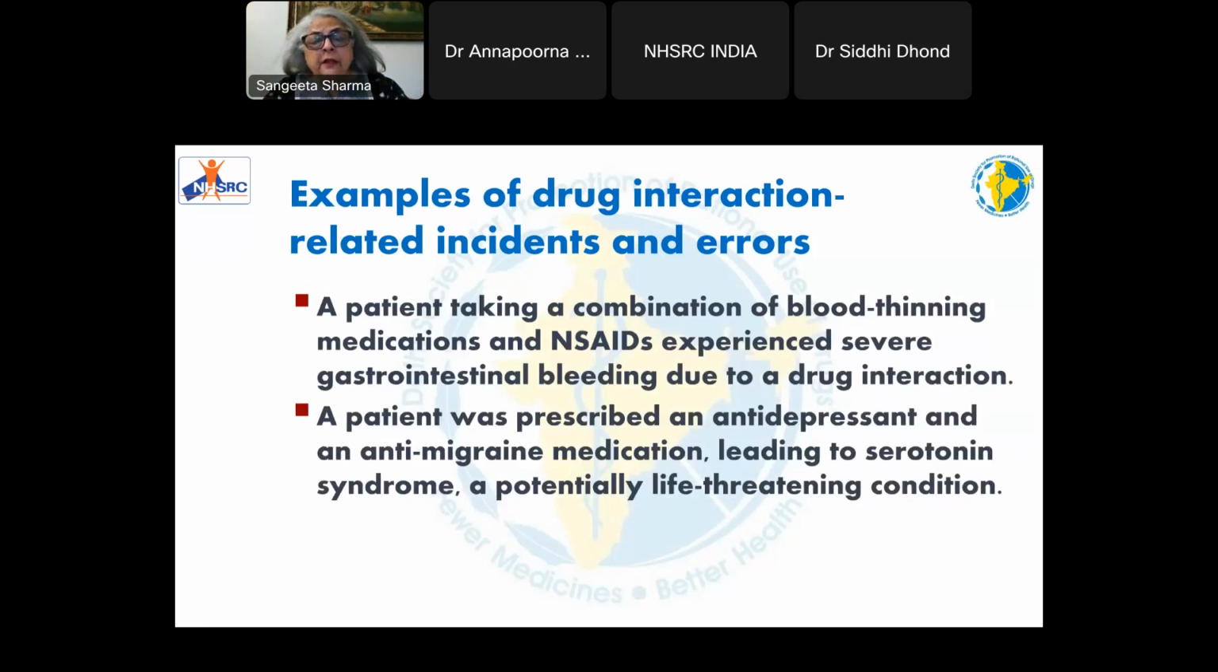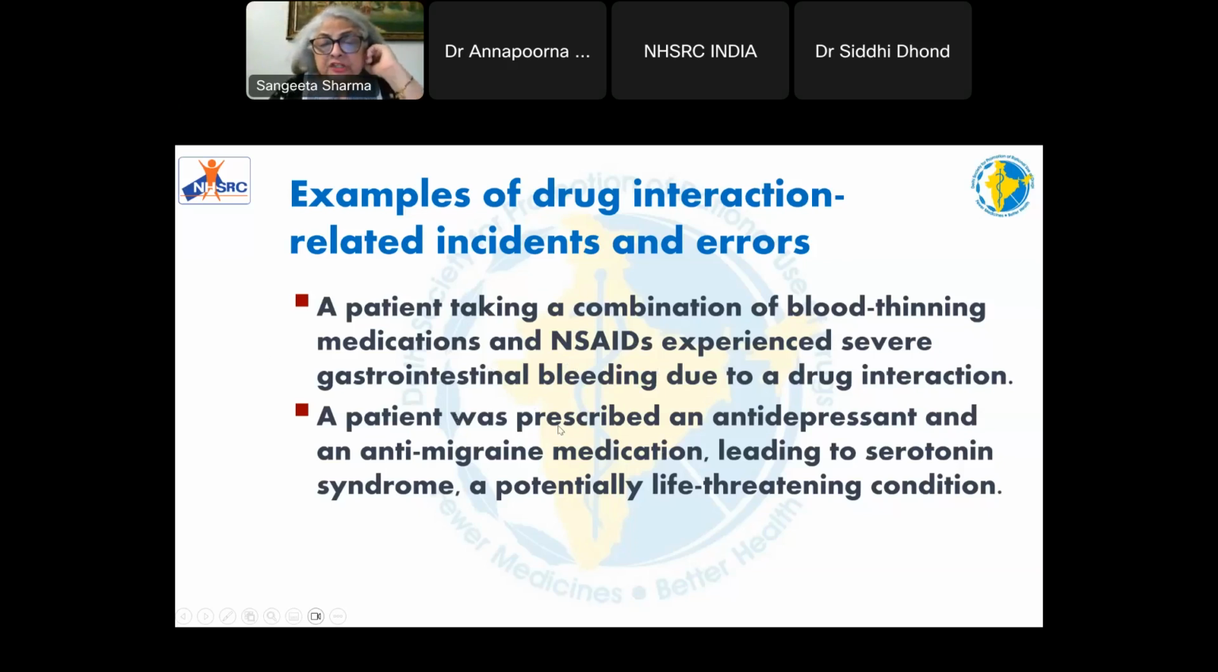To start with, I can give you a few examples which caused harm to the patient. For example, in this case the patient was taking an anticoagulant and an NSAID. This patient experienced severe GI bleeding due to drug interaction, because perhaps this was warfarin or an aspirin-like drug given with NSAIDs. Both cause gastritis, so there may be gastric ulcers which lead to gastrointestinal bleeding.